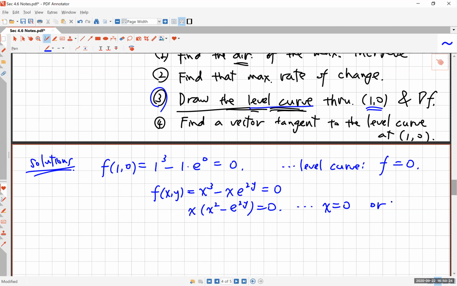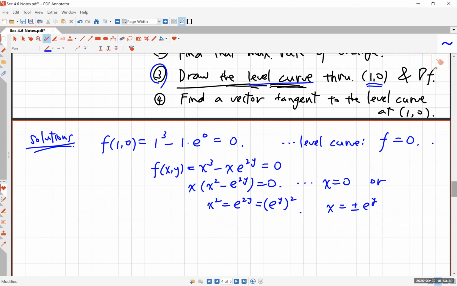So x has to be 0, or x squared must be equal to e to the 2y, which happens to be e to the y squared. Remember, e to the 2y is e to the y squared. That's the same thing. This means x is equal to plus or minus e to the y. Or you can say e to the y is plus or minus x. What is that? Take the natural log of both sides, and that's going to be plus or minus x. That's the absolute value of x.